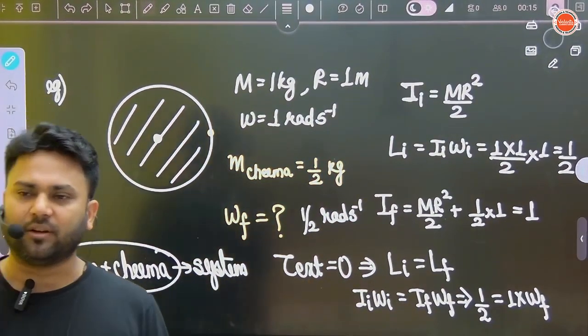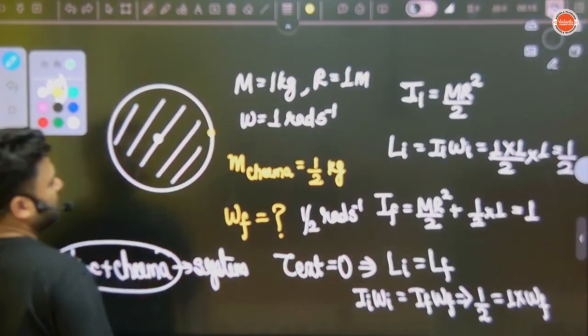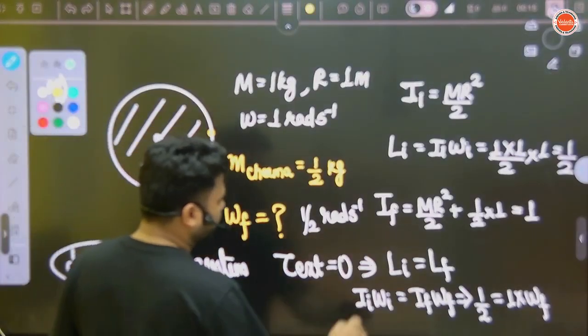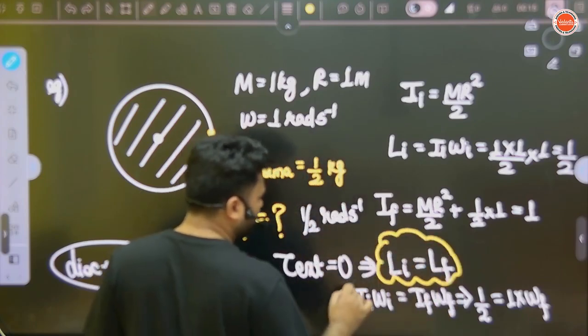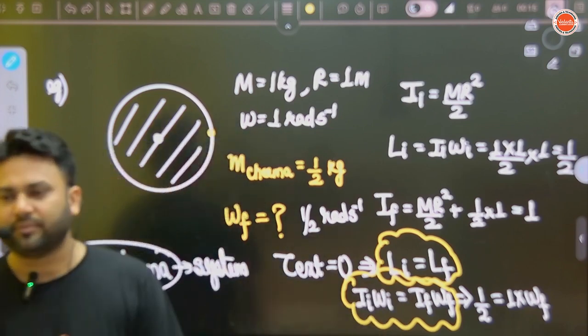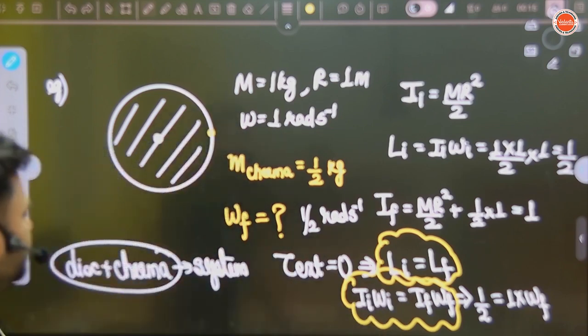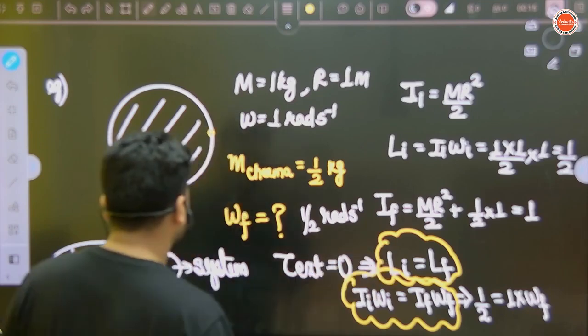So this kind of question comes. Just what you have to do, just remember this thing: initial angular momentum equals final angular momentum. This is important. These two things are important. Rest is calculation. Initial angular momentum equals final angular momentum. Correct?